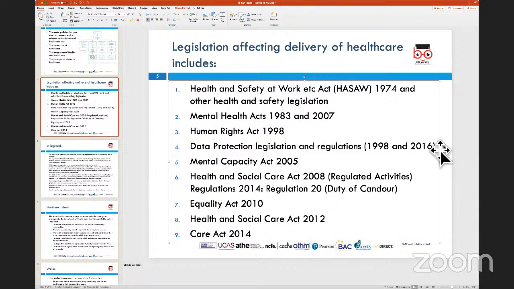So most of these acts and legislations also sometimes undergo a change, or they are updated, because with the changing times and requirements, adaptations have to be made, and there are addendums and updates to these acts also produced.